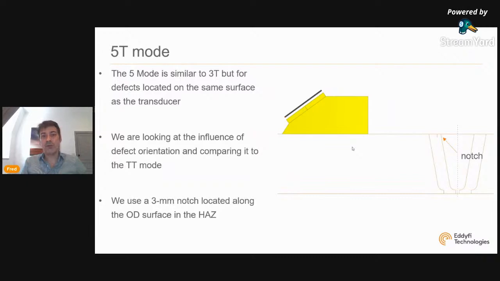Kind of to illustrate all of what I've said before, we're going to look at the 5T mode. I think I will classify it as a corner mode as well. It is very similar to the 3T mode, except that it involves an extra reflection. So we have one reflection of the backwall, one reflection of the surface, back to the defect, back to the backwall, and back to the probe.